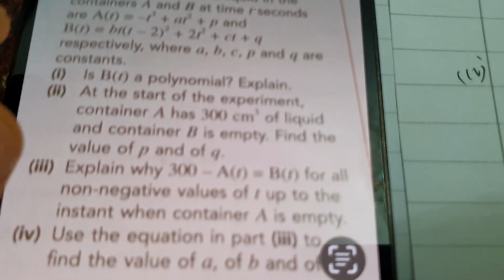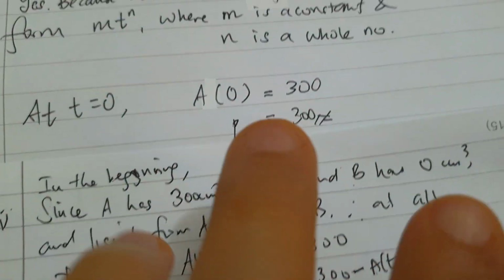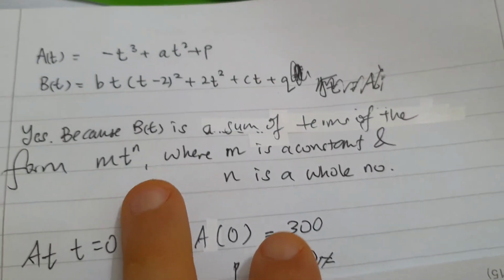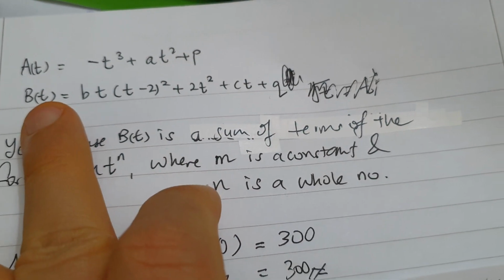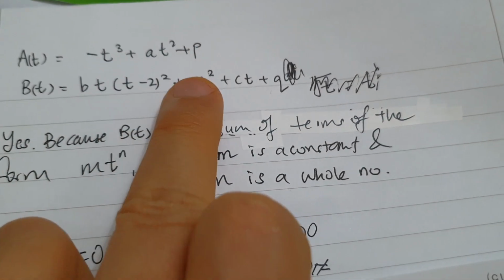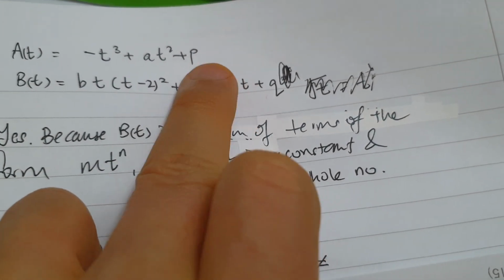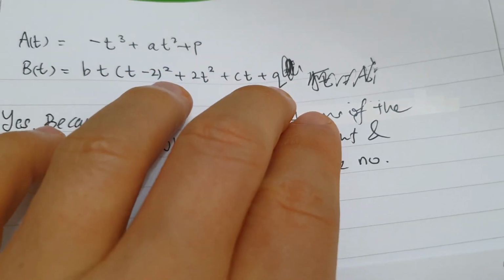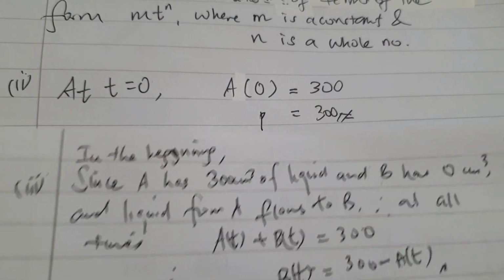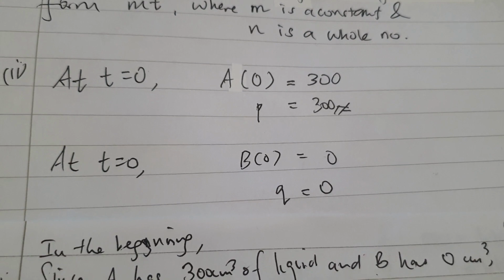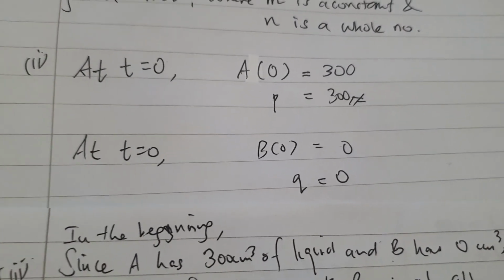And you are told that when t equals 0, the volume of container B is empty, which means that B(0), I substitute 0 here, this whole thing is 0, I substitute 0, this whole thing is 0, I substitute 0, this whole thing is 0. That means your q is equal to 0. That's it. That's your p and q.